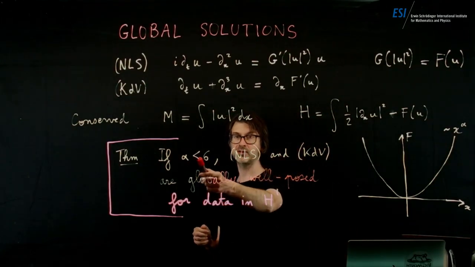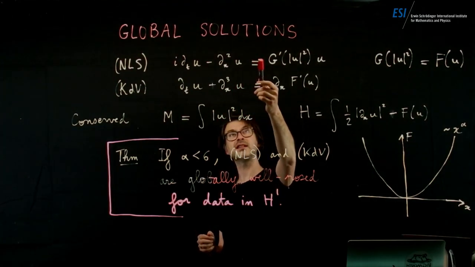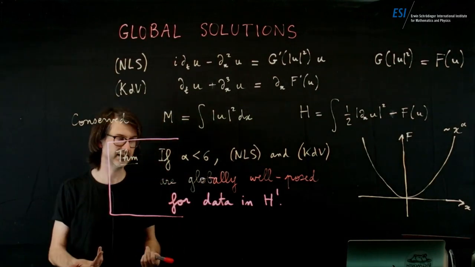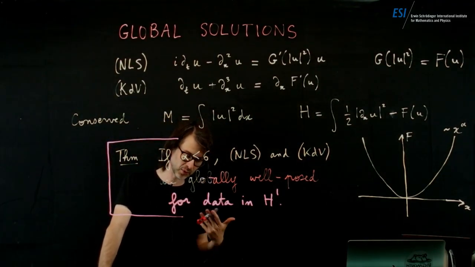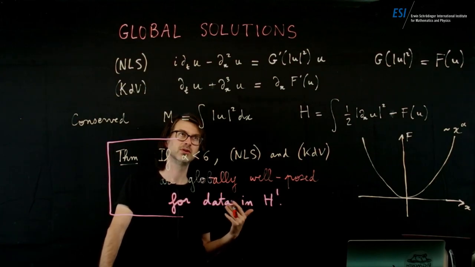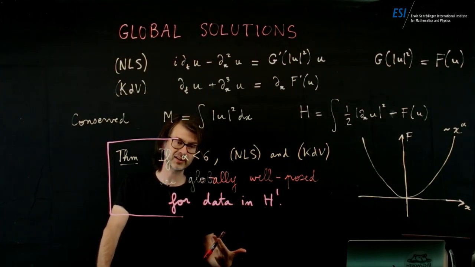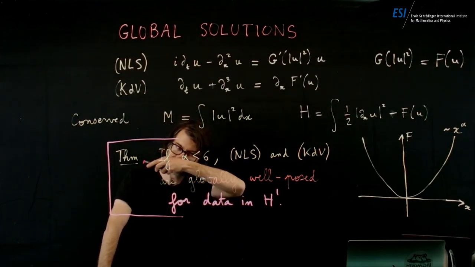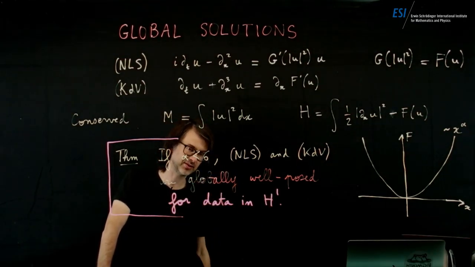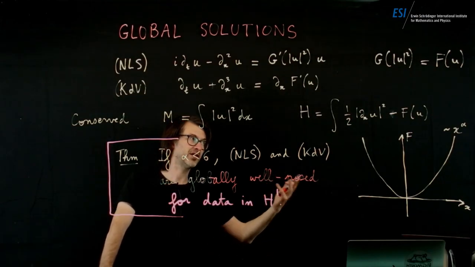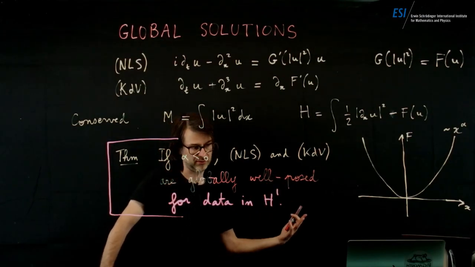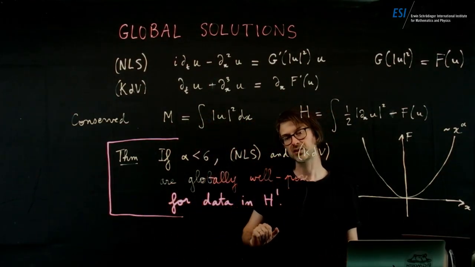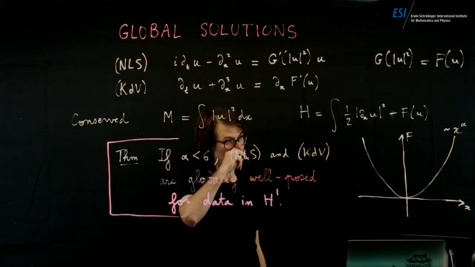So alpha equals 6, which corresponds to the quintic NLS or quintic KdV, is the so-called critical case. If you take small data in L2, you have a global solution. If you take large data in L2, blow up is possible. So perhaps you don't have a global solution, but you have a singularity that appears in finite time. And if alpha is bigger than 6, it's even worse. So it's actually an optimal statement as far as the power alpha goes.